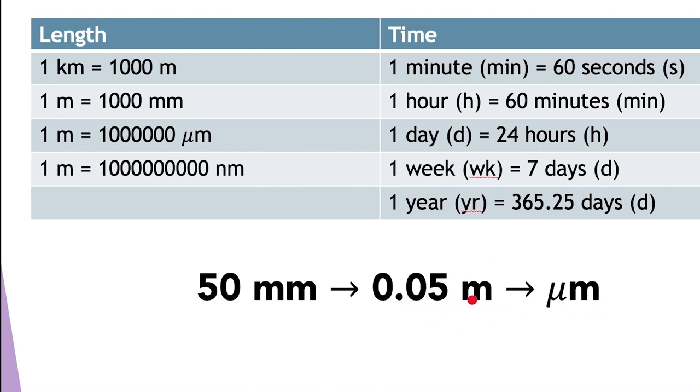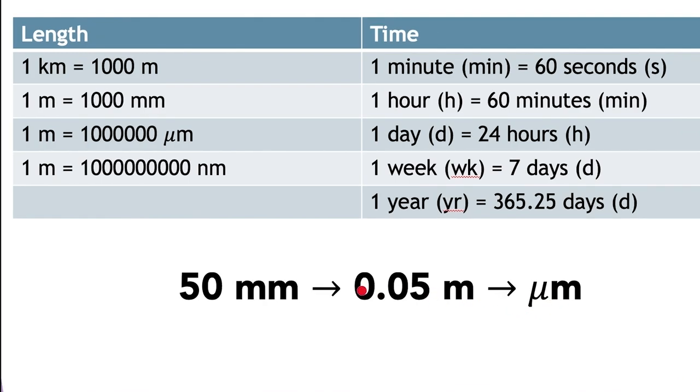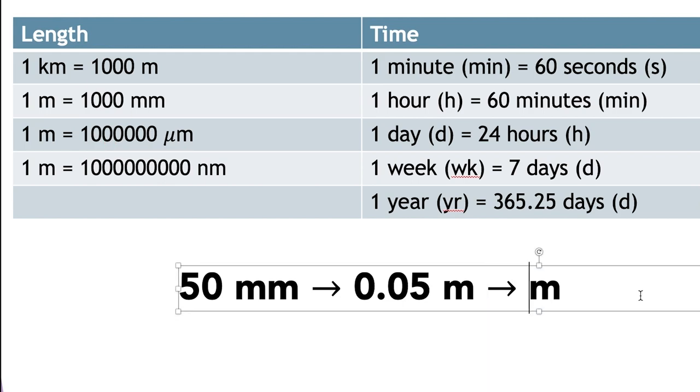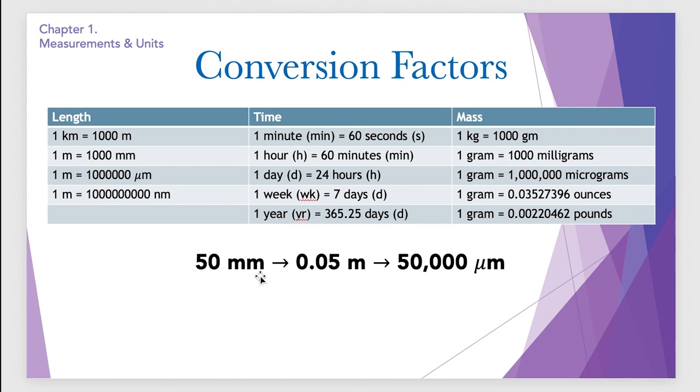Now I'm going to convert these meters into micrometers. So the conversion factor for meters and micrometers is that 1 million micrometers are equal to 1 meter. Now, because I'm converting a bigger unit into a smaller one, I would multiply. Before, millimeters was smaller than meters, so I divided. But now meters is bigger than micrometers, so I'm going to multiply. So 0.05 multiplied by 1 million is equal to 50,000 micrometers. So this is how we converted millimeters into micrometers.